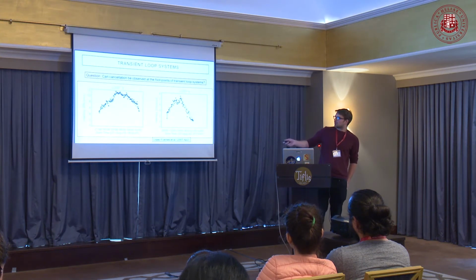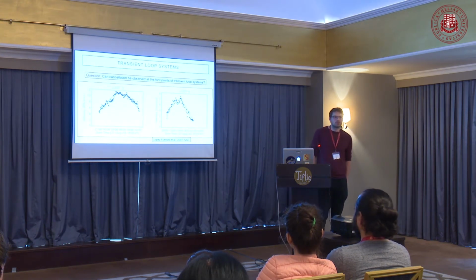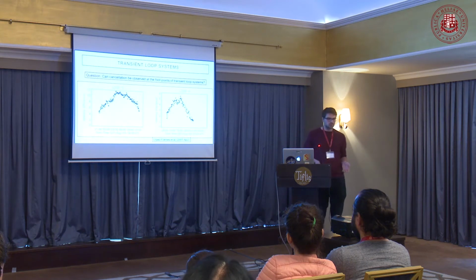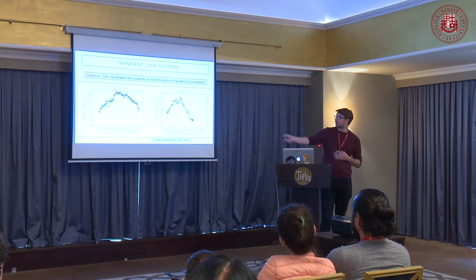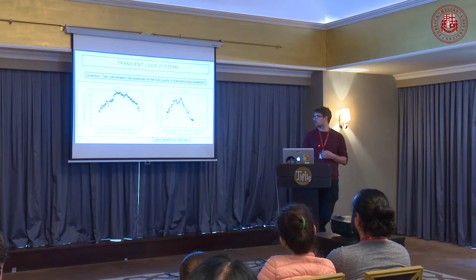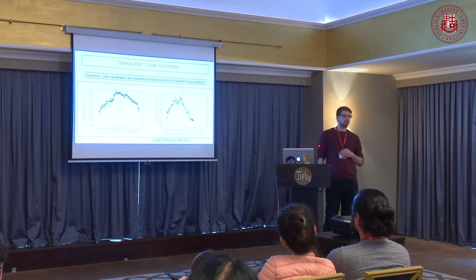So I started off by looking at essentially transient loop systems. These are coronal loop systems which only have lifetimes of the order of 2, 3, 4 hours. And these are plots from 2007 from Lopez Fuentes' paper, and these were observed using the SXI instrument on GOES.